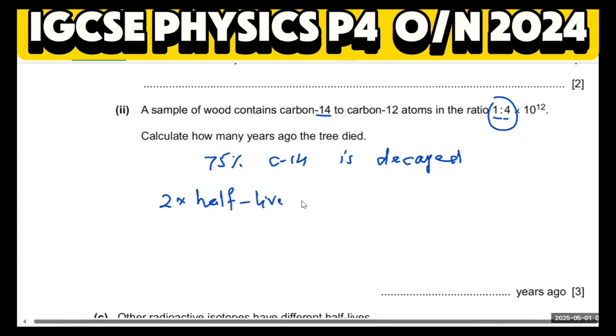So one half-life was what? One half-life was 5,700 years. That will be equal to, what was that? 5,700, and it's approximately 11,000 years ago. So the unit is already given, so you will write 11,000 because two half-lives have passed.